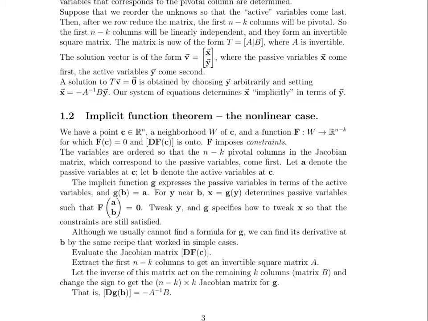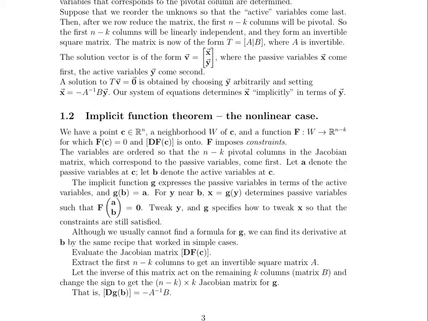So the implicit function g is going to express the passive variables in terms of the active variables, which means that g acting on b is going to give us a, because b are the active variables, a are the passive variables. And for y, these are just points, right? These are the active variables near b, so the values of the active variables near the point c. This function g is going to be able to take those active variables and return the passive ones.